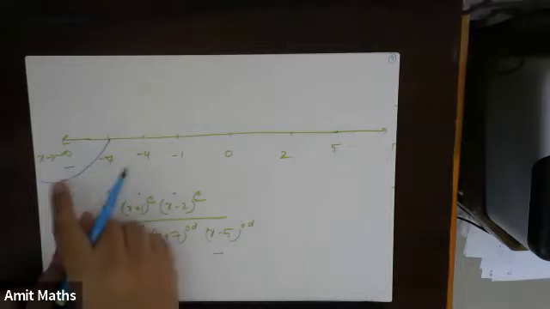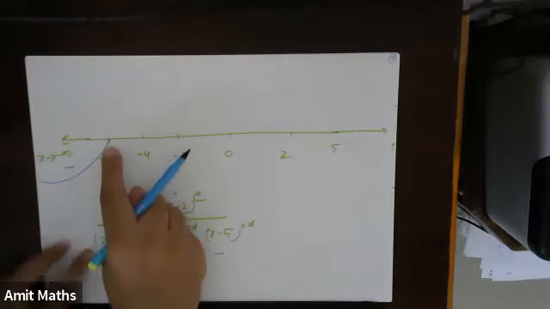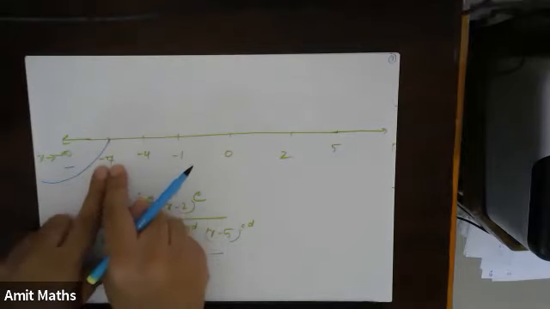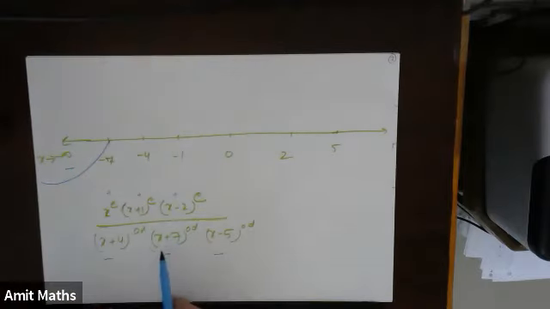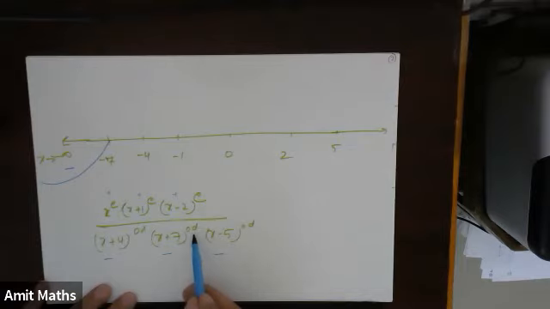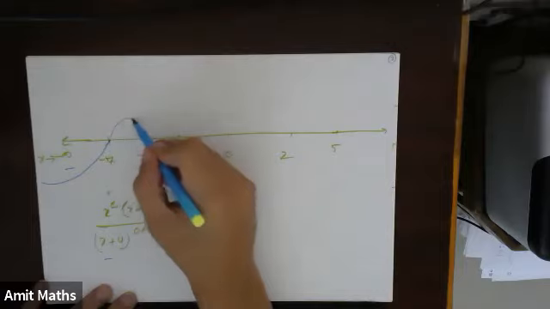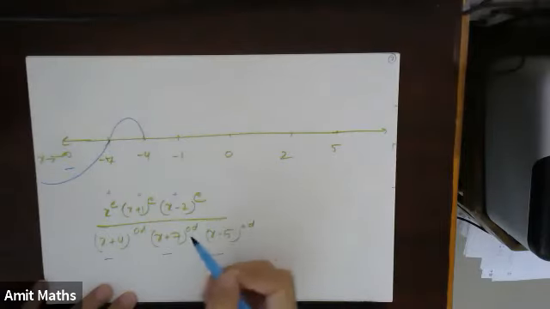Okay. From minus infinity, first I will move on to this minus 7, the first critical point. Let's look at the first critical point. It is here. The power of the critical point is odd. So what will happen? It will change sign.